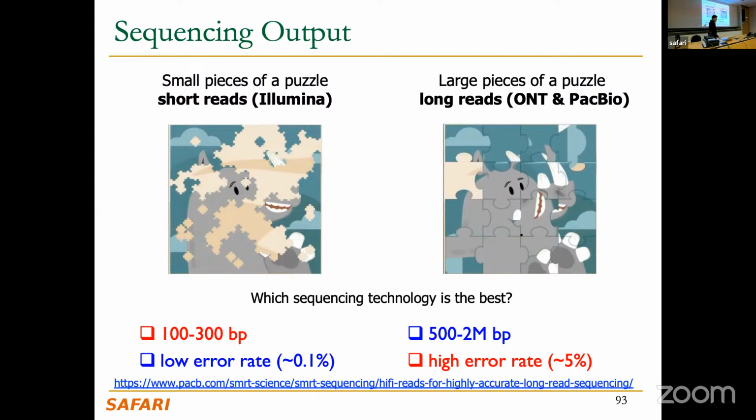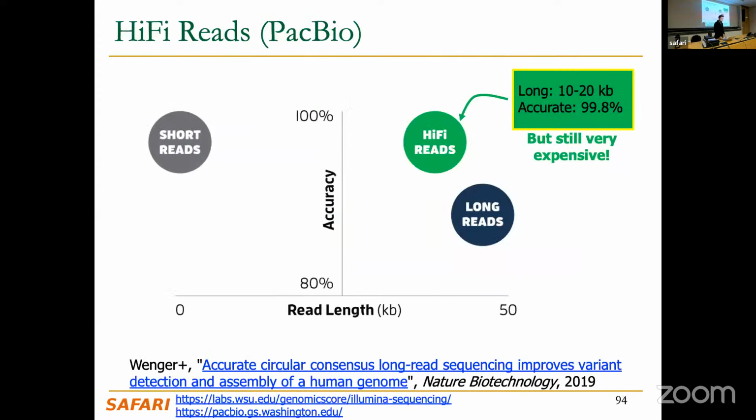Hopefully everyone remembers. We're talking about the trade-offs between having large and small pieces and the error rates that they come with. And this is the plot that I also showed earlier. So this is the sort of trade-off we have right now with the sequencing technologies.